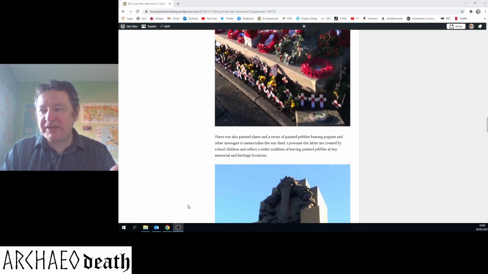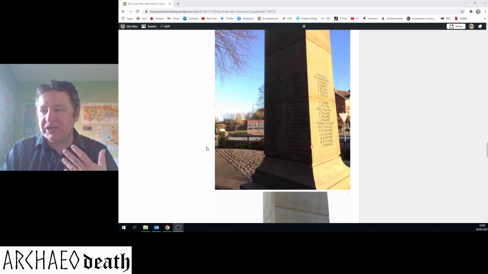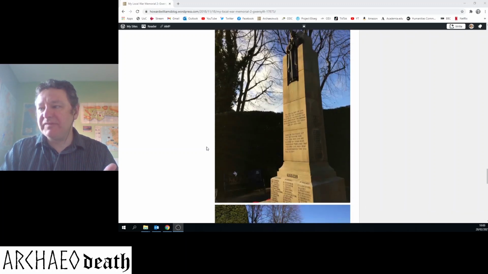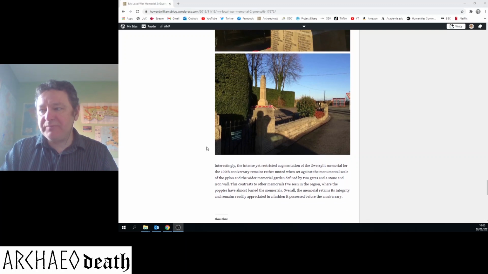So I talk about that in a second blog post, as well as the torch on the back, which I didn't mention in the earlier one, and some further features of the spatial context. So even in 5 years' difference of blogging, the memorial has subtly evolved. Let's go and look at it in the landscape.